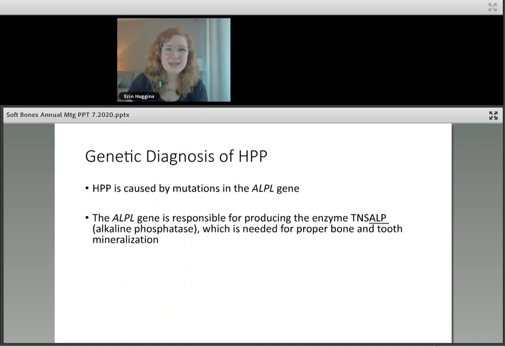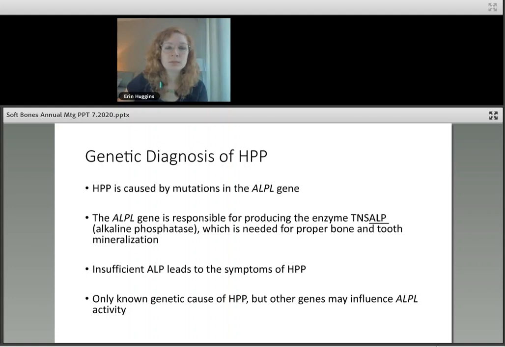I've underlined ALP because that's generally what we say and what I hear patients say a lot. So anytime I'm talking about ALP, this is what I'm referring to. So the ALPL gene, when it's working properly, makes this ALP enzyme, which we know is needed for proper bone and tooth mineralization. So when we don't have enough, or we have some abnormal ALP, that is what leads to the symptoms of HPP.